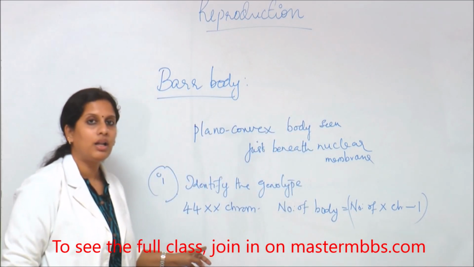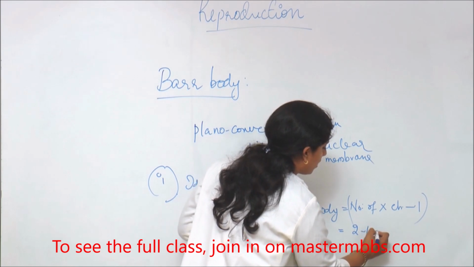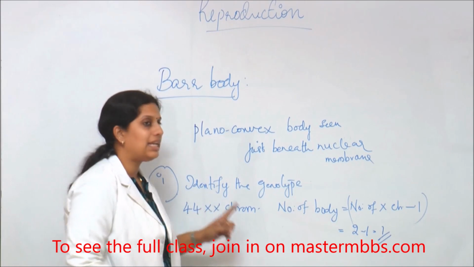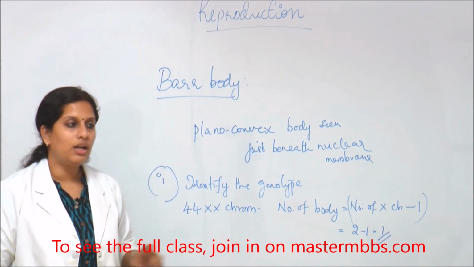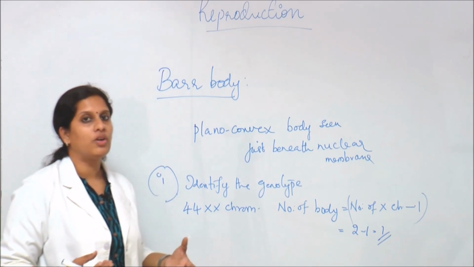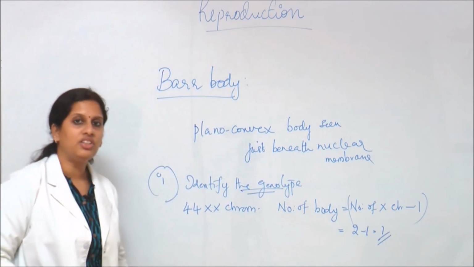So in a female normally there will be 2 X chromosomes. So 2 minus 1, there will be 1. So there is one Barr body that is seen in a female individual, whereas no Barr bodies will be seen in case of male. So this helps to identify the genotype.